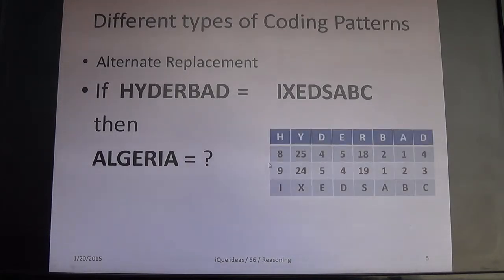If you take a look at the numbers which are substituting the given letters of the words, then you will find out the first letter is replaced by the next one. 8 plus 1 is 9, but the next is replaced by the previous one. 25 minus 1, 4 plus 1, 5 minus 1, 18 plus 1, 2 minus 1, 1 plus 1 and 4 minus 3. So this is an alternate replacement where we replace each letter of the given word with the next one, the previous one, the next one, the previous one and so on.